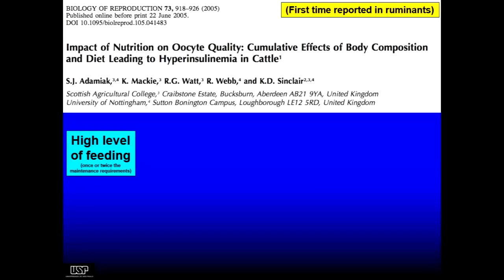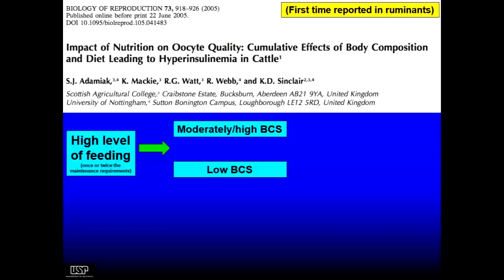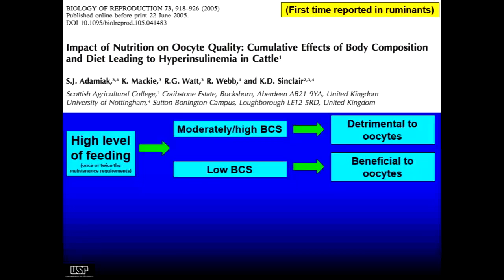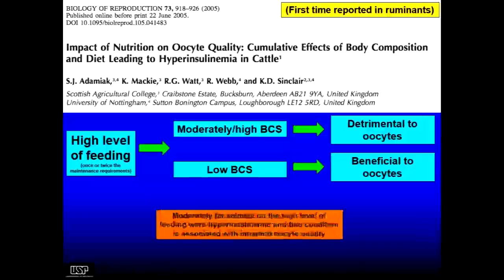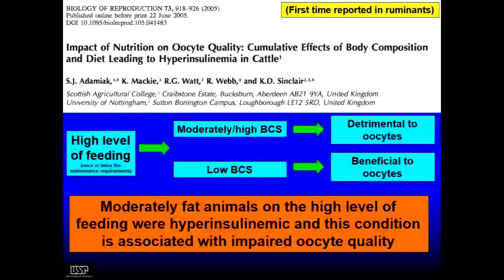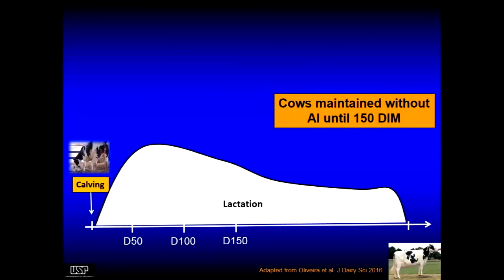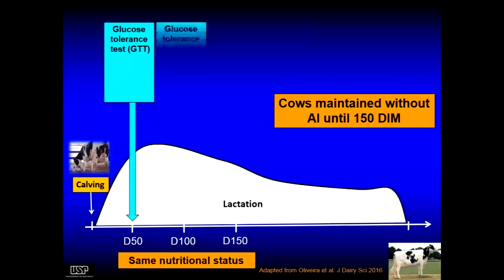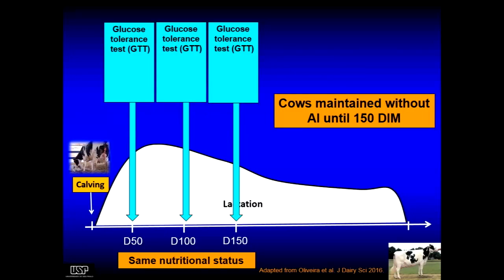This is the work from Bob Webb and Sinclair's groups in Nottingham. They used high feed, they improved the body condition, and they had a detrimental effect on the oocyte. So this is the first link between hyperinsulinemia and oocyte quality. So what we are trying to do is understand what's happening. This is Roberto Sartori's data, looking at the insulin resistance according to the lactation.